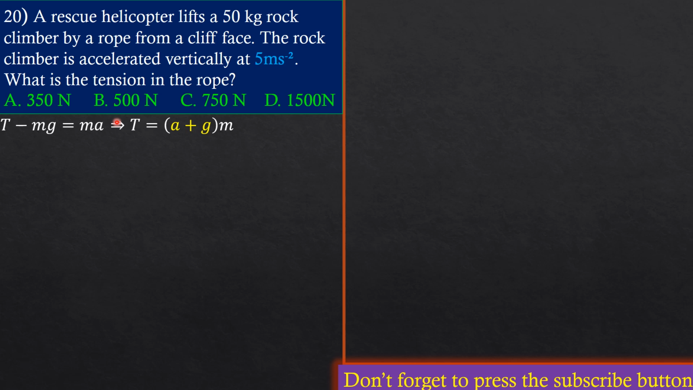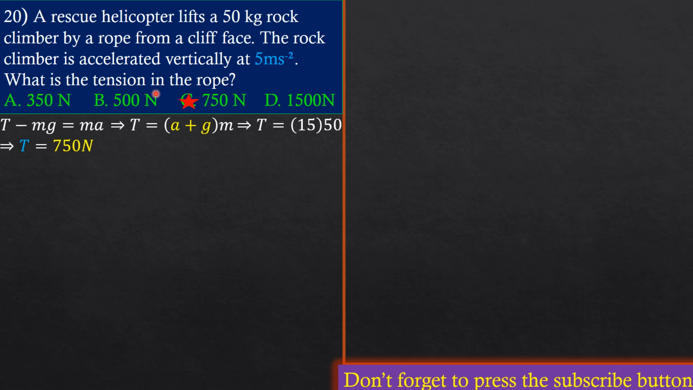If we plug in our values, we're going to have T equal to, our a is 5, our gravitational acceleration, guys, throughout this concours, is going to be 10 meters per second squared. If we add it, we are going to have 15 times 50, which gives us an answer of 750 newtons. So guys, option C is the best option for this question.